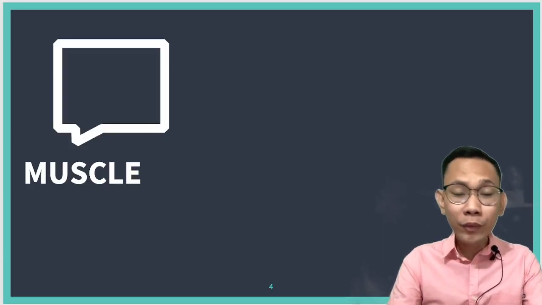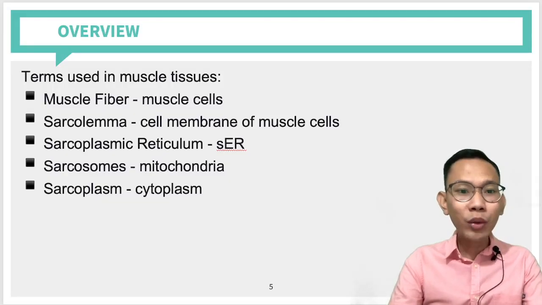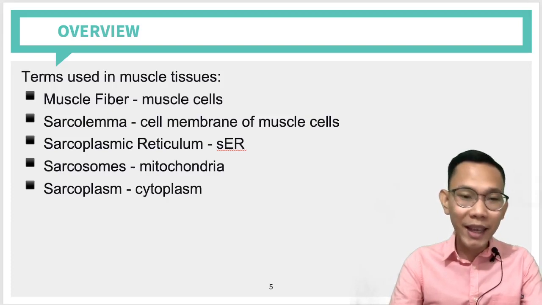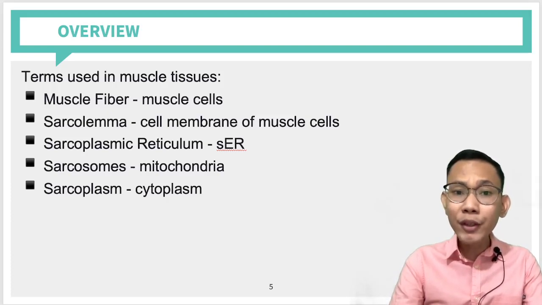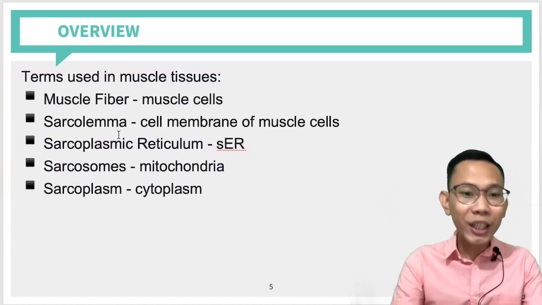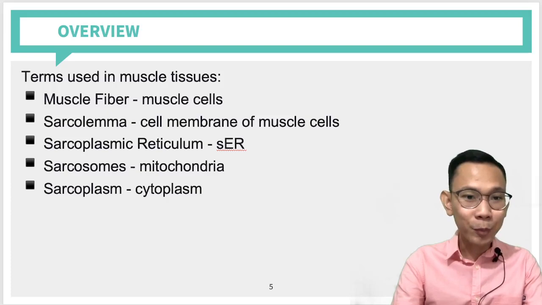So let's have an overview again of your muscle. But before that, we will go over some terminologies about your muscle tissue. When we say muscle fiber, that refers to your individual muscle cells. Then we have your sarcolemma, which is the cell membrane of your muscle cells, your sarcoplasmic reticulum, or the smooth endoplasmic reticulum, your sarcosomes, which refers to your mitochondria, and your sarcoplasm, which refers to your cytoplasm. So basically, these are synonymous terminologies in your muscle tissue.